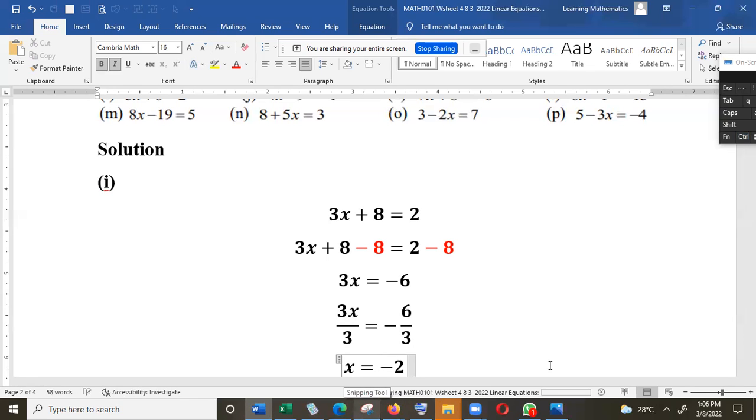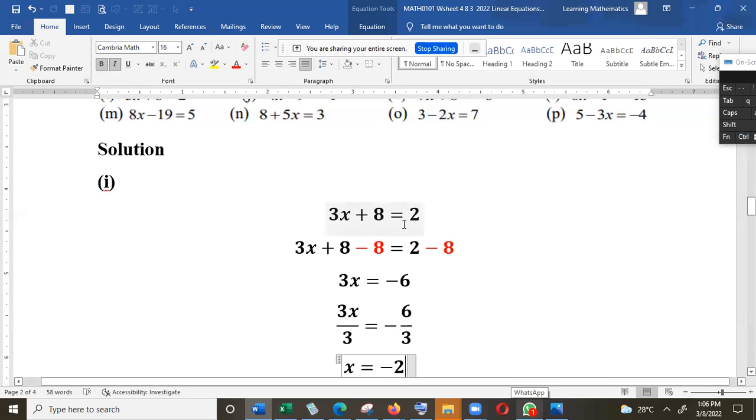Okay. So just to go over this again, we have 3x plus 8 is equal to 2. We want to solve for x. So we use the little rule: the number furthest from x, cancel it out first. So we cancel out the plus 8 by subtracting 8 on both sides. When the 8 was cancelled out, then we divide by 3 and we solve for x.